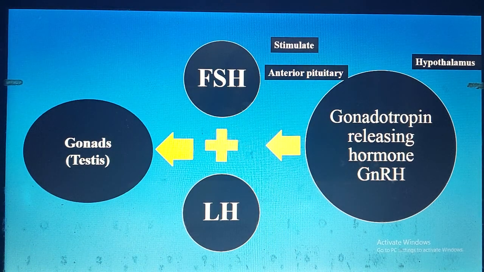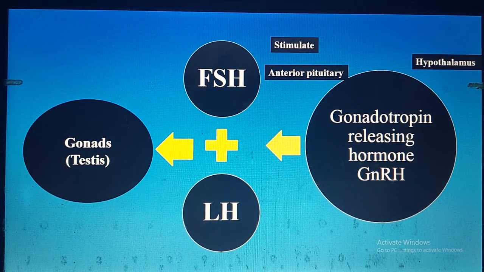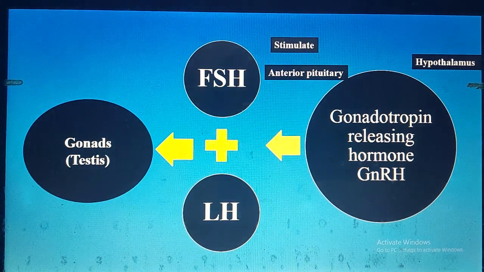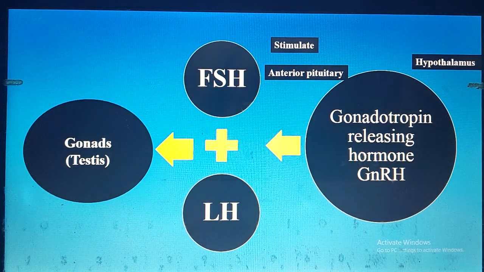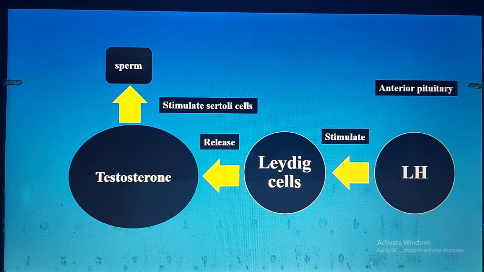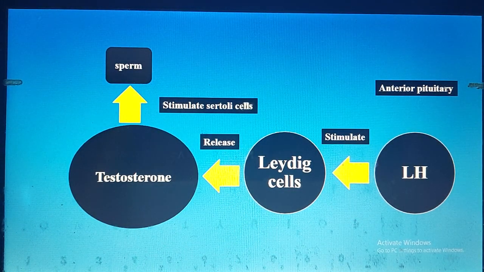Now the pituitary gland is a ductless gland, so these two hormones, FSH and LH, are secreted into the blood and then move towards the gonads, meaning the testes. So what will happen in the testes? When follicle stimulating hormone and luteinizing hormone reach the testes, as you know, there are two types of cells present in the testes, Leydig cells and the Sertoli cells.